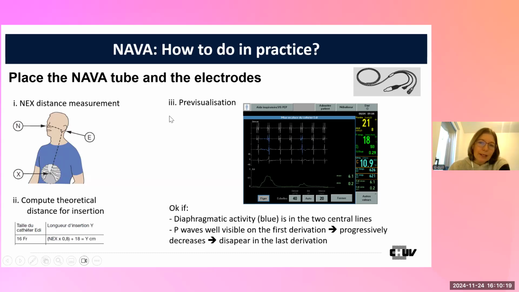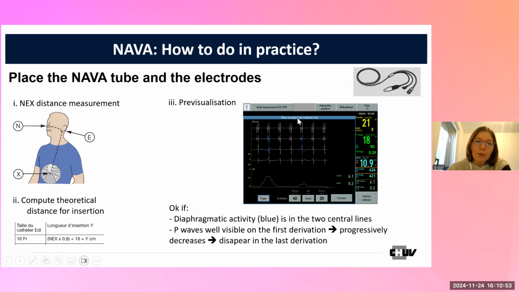How to do in practice? Then to deliver NAVA, we need to have the dedicated nasogastric tube and the system required to filter and treat the signal. Then first, you have to insert the nasogastric tube. You can measure the nose-ear processus xiphoid distance as usual for placing a nasogastric tube. Then there is a formula to estimate to which length the tube has to be inserted.